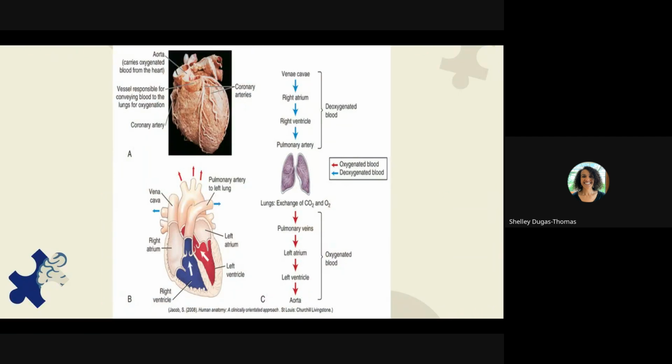So this slide tracks the specific path of blood flow. In section C, we have deoxygenated blood moving from the vena cava to the right atrium, to the right ventricle, to the pulmonary artery, and finally to the lungs. After exchanging CO2 for O2, it returns via the pulmonary veins to the left atrium, then to the left ventricle, and finally to the aorta. So normally arteries carry oxygen-rich blood, but because the definition of an artery is carrying blood away from the heart, the pulmonary artery is the only artery in the body that carries oxygen-poor blood.